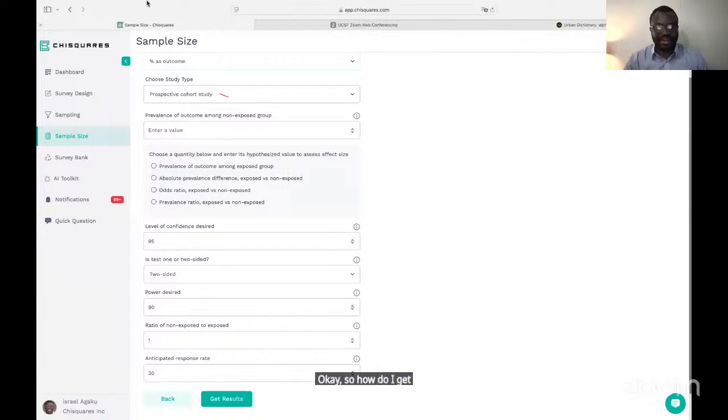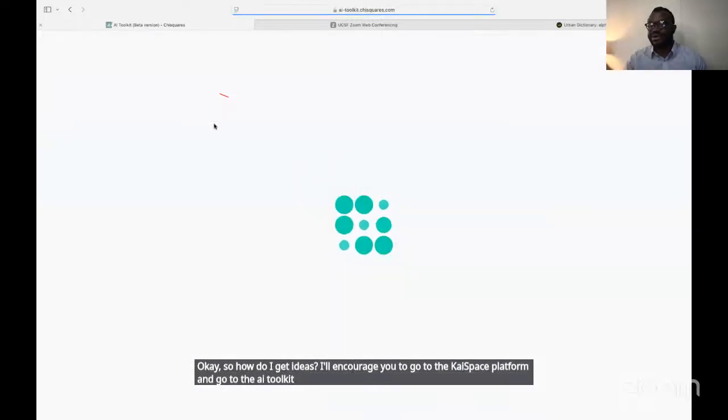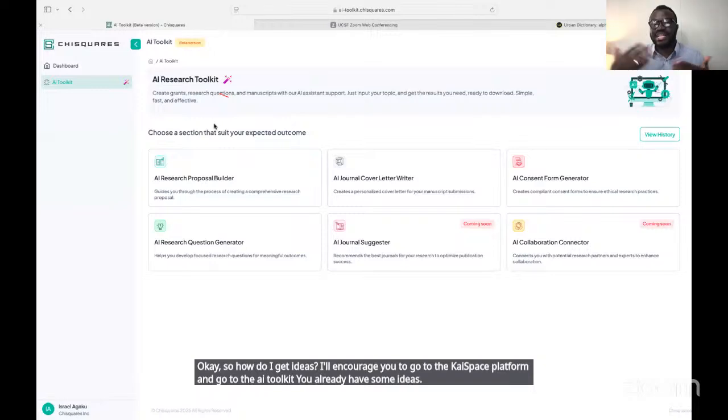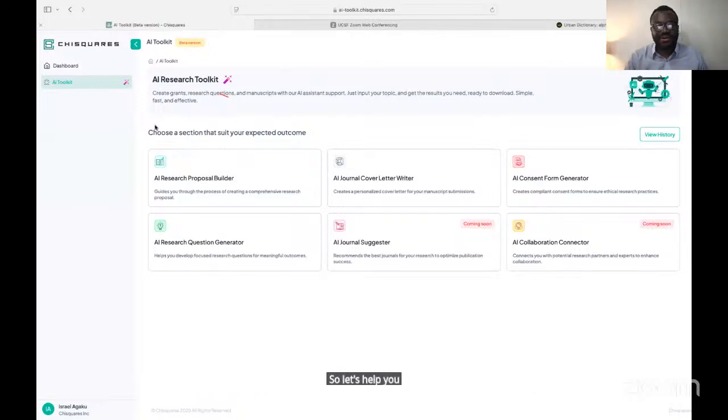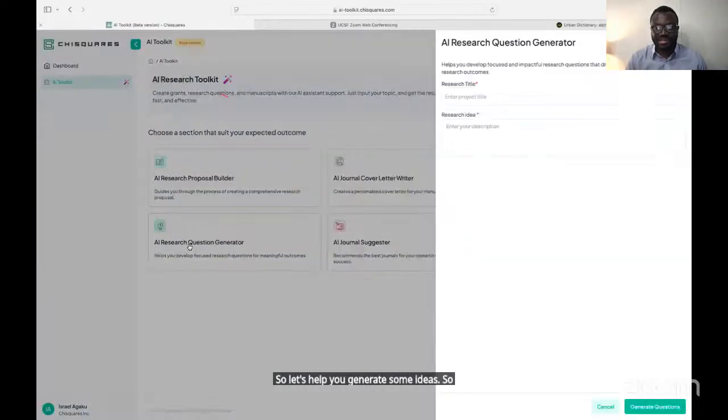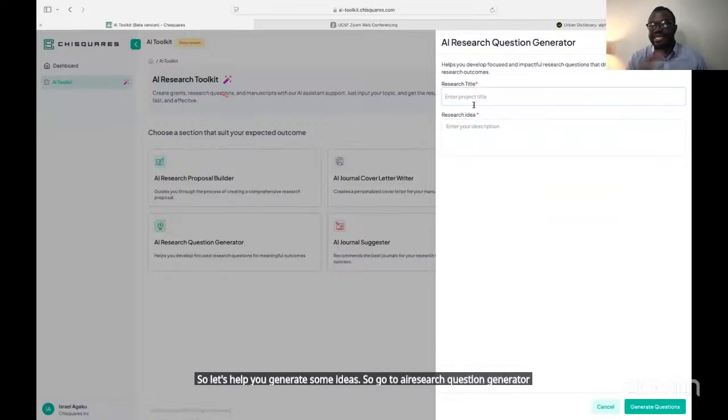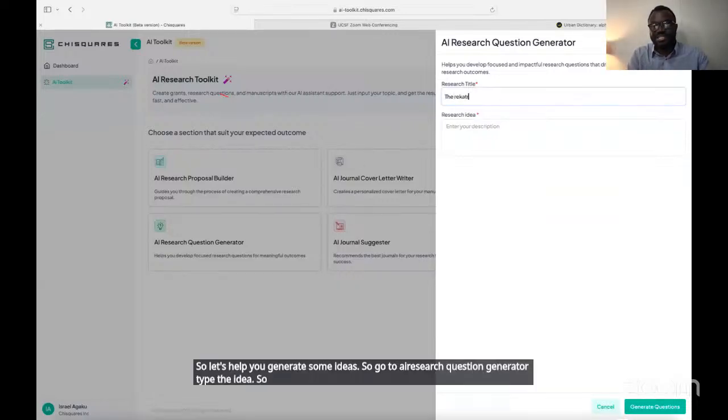Okay, so how do I get ideas? I'll encourage you to go to the Chisquares platform and go to the AI toolkit and let it help you. You already have some ideas, so let it help you generate some more. Go to the AI research question generator and type that idea. So your idea was the relationship between blood group.